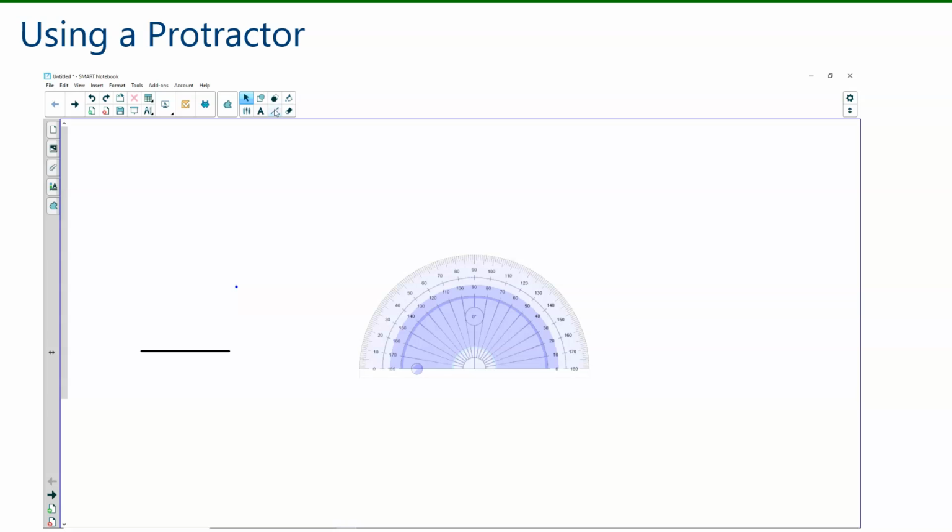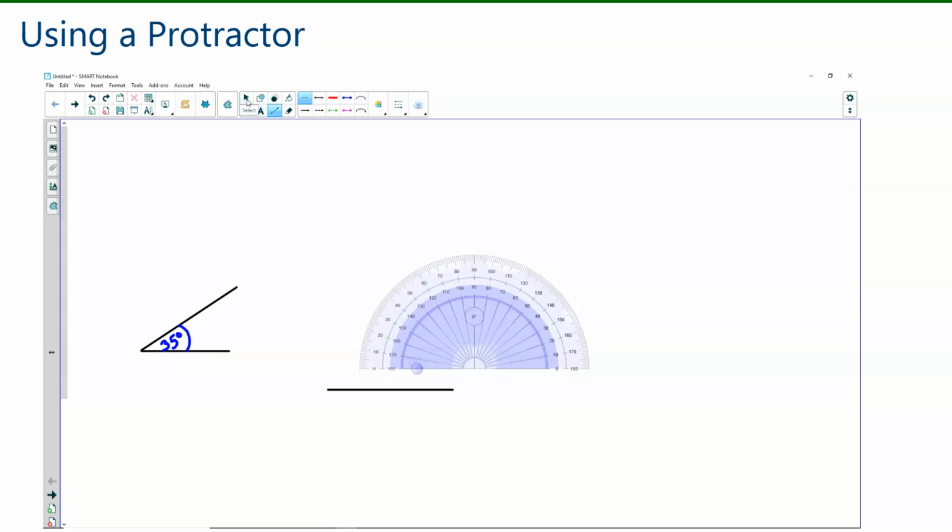Now moving the protractor out of the way, I'm going to connect that dot with my line. Now I'm going to label that with my pen, 35 degrees. All right, let's do that again. So I will start by drawing another line segment.